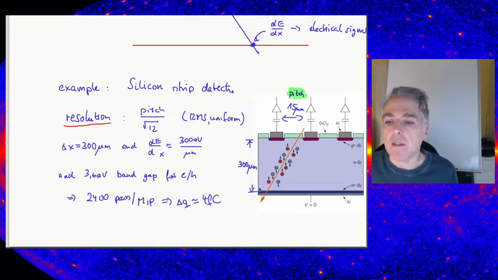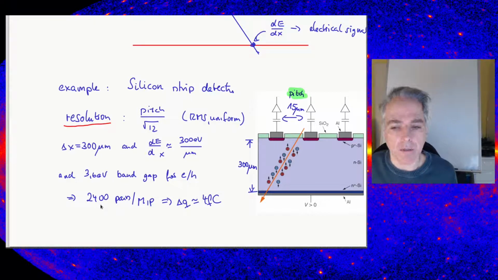Now, the typical number of pairs which are produced, you can estimate by simply assuming you have a 300 micrometer silicon that the particle passes through, with of the order of 300 electron volts per micrometer in silicon. That's the typical loss per path length. Given that each electron-hole pair requires at least 3.6 electron volts, you would get, roughly speaking, up to 2,400 pairs.